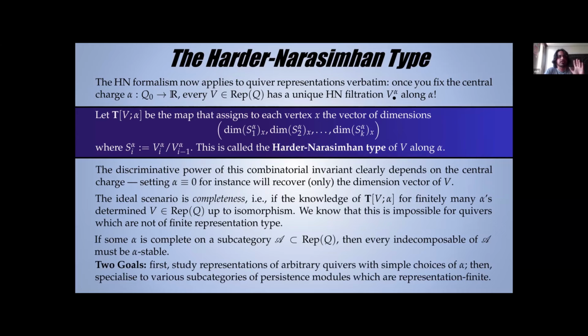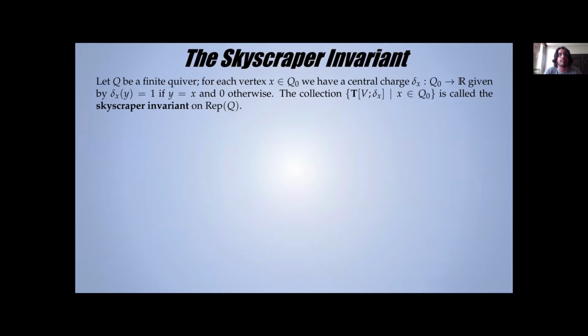So there are two goals. The first, I'm just going to say some general results about these Harder-Narasimhan things with very simple choices of alpha, and then we'll really get into the persistent stuff. I promise. There's one more definition, and then I'll show you what all of this is good for. So the definition I want is that of the skyscraper invariant.